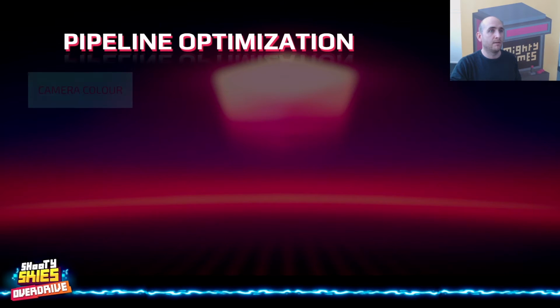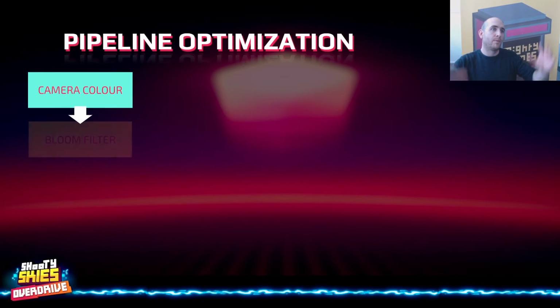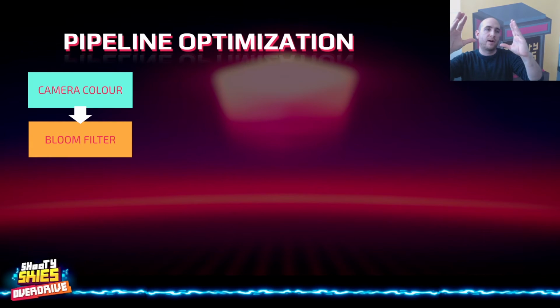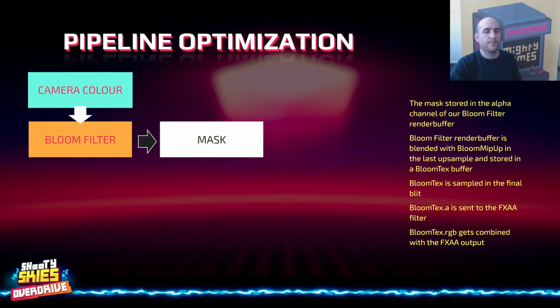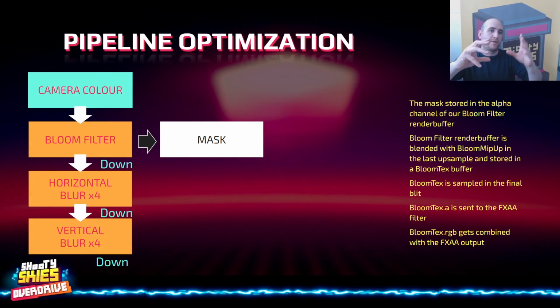And it turns out, yeah, we could do this. When we take our camera color in for our bloom filter, once we do our bloom filter pass, we can take a saturated, or illuminant saturated, version of that and store that as a mask in the alpha channel. And then we can take the RGB from that bloom filter and still send that down through the horizontal blurs and the vertical downscale blurs.